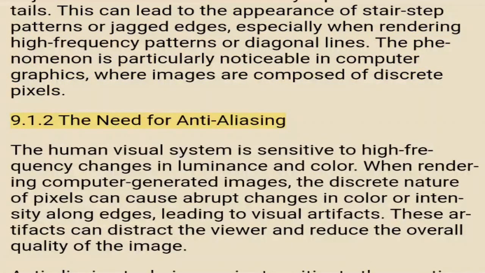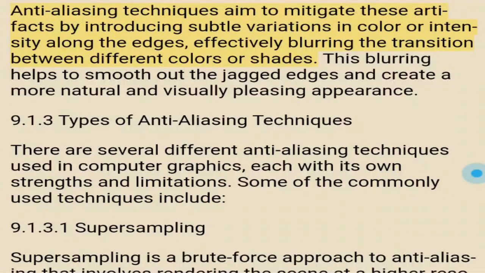9.1.2 The need for anti-aliasing. The human visual system is sensitive to high-frequency changes in luminance and color. When rendering computer-generated images, the discrete nature of pixels can cause abrupt changes in color or intensity along edges, leading to visual artifacts. These artifacts can distract the viewer and reduce the overall quality of the image. Anti-aliasing techniques aim to mitigate these artifacts by introducing subtle variations in color or intensity along the edges, effectively blurring the transition between different colors or shades. This blurring helps to smooth out the jagged edges and create a more natural and visually pleasing appearance.